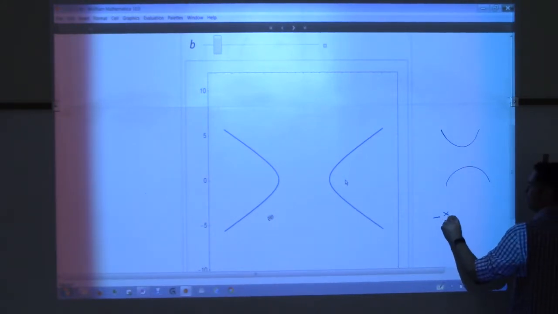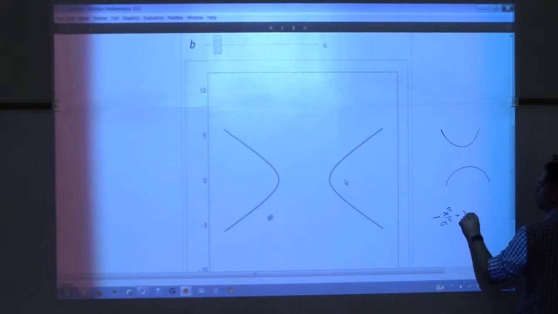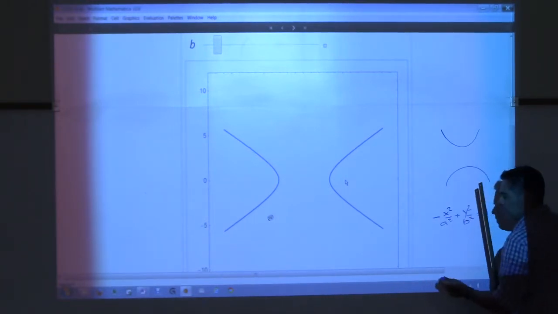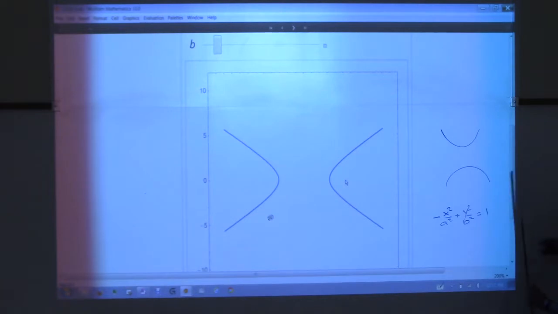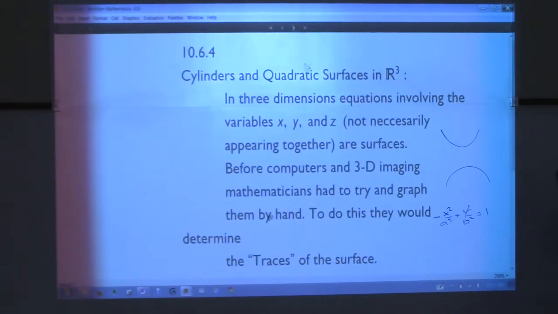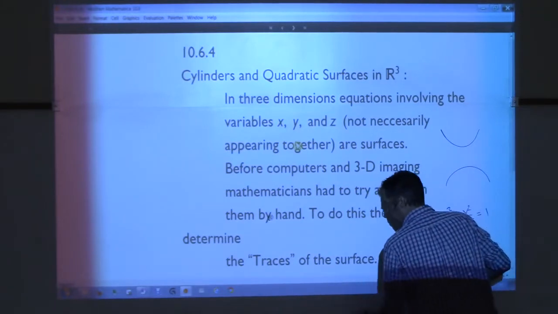Okay, so if you had minus x squared over a squared plus y squared over b squared equals 1, then it would look more like that than this. Right? Those are the slight little differences you should see in those hyperbolas. All right, and now we'll move into three-dimensional space.